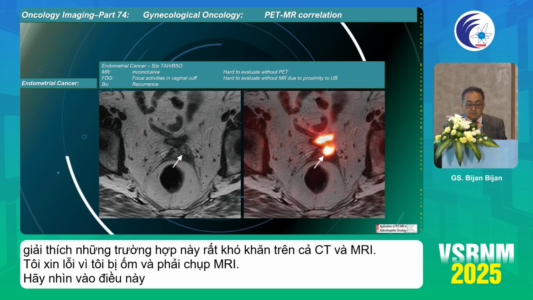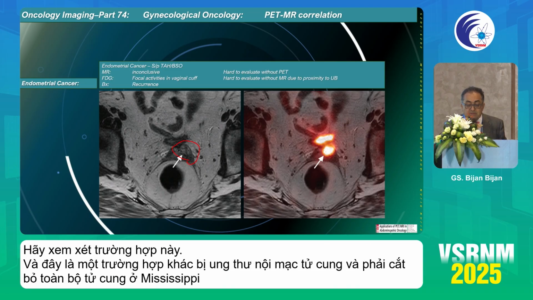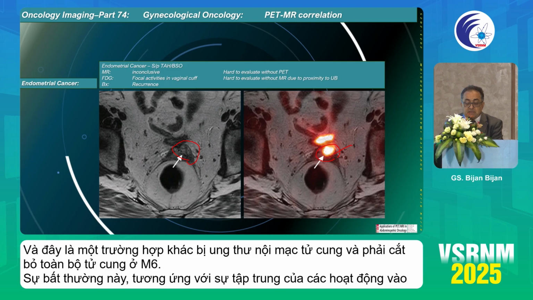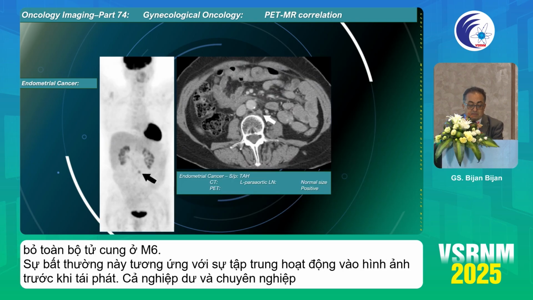This is another case of endometrial cancer, post total abdominal hysterectomy. On the MR, you see this abnormality, which corresponds to a focus of activity on the PET images. This was a case of recurrence. Both MR and PET showed you the same finding.